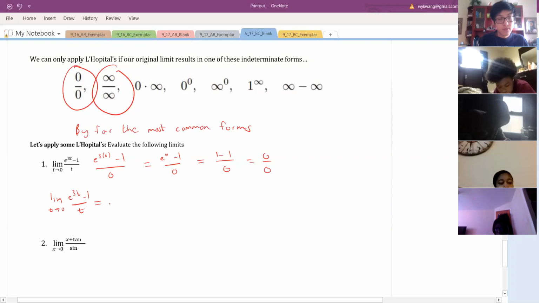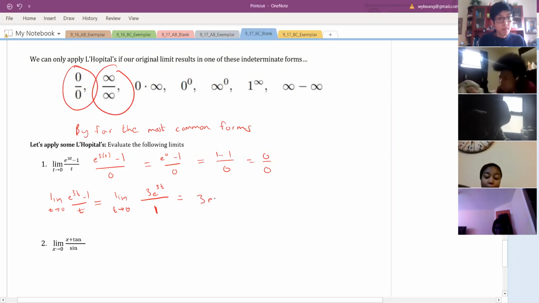Okay, I set that equal to the limit of 3e to the power of 3t over 1 as t approaches 0. And then from that, I just simplified it to 3e to the power of 3t. And then when I plugged in 0 for t, I got 3, because anything to the power of 0 is 1, and 3 times 1 is 3. Gotcha. 3 times e to the 0 equals 3 times 1 equals 3. So our answer for this is 3.